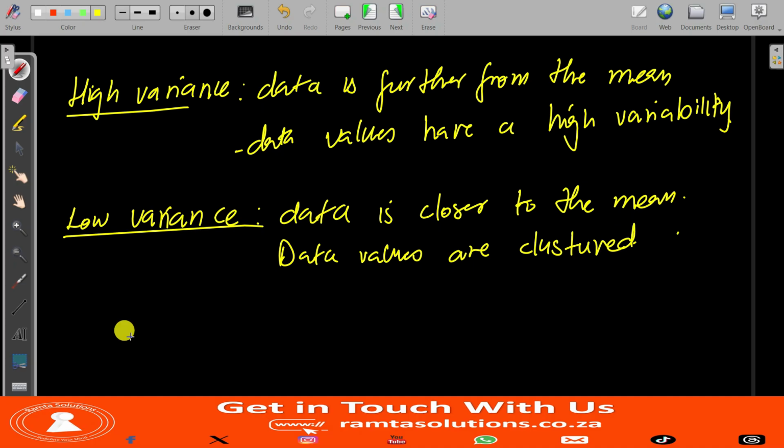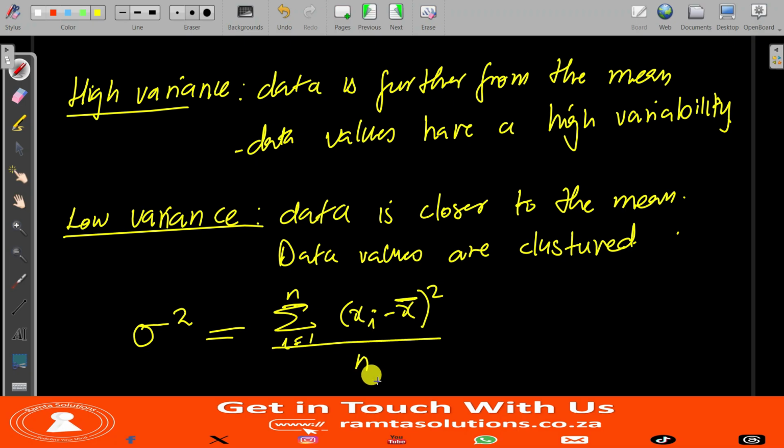Now, let me give you the equation of the variance: sigma squared is equal to the sum of terms, i equals 1 to n, of the data value minus the mean, all squared, all over n. This is the formula that you're going to use in high school. Normally we say this applies to a population.